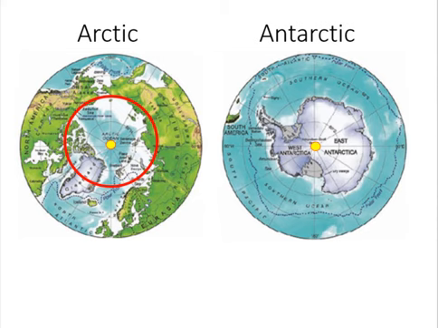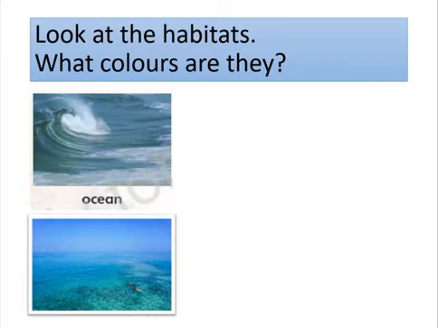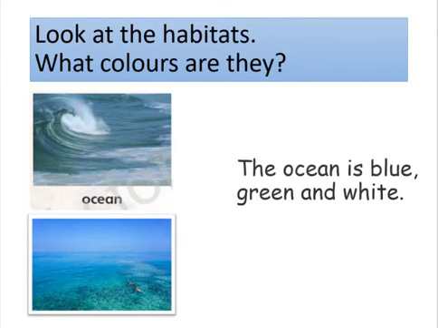And we can find polar bears in the northern polar region. And we can find penguins in the southern polar region. What color is the ocean? The ocean is blue, green, and white.